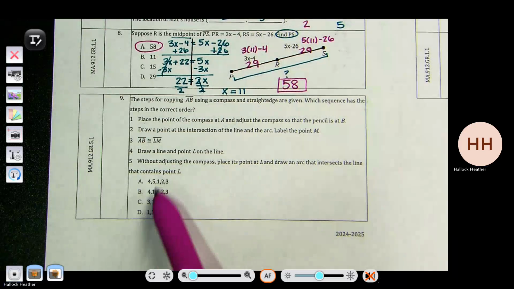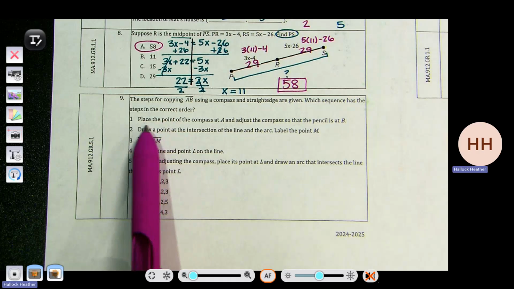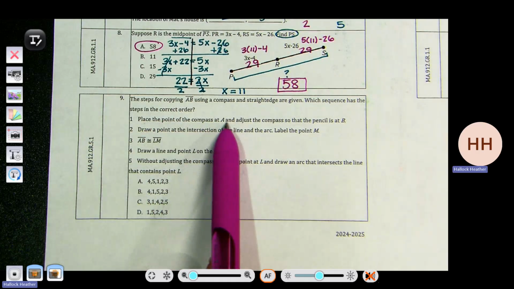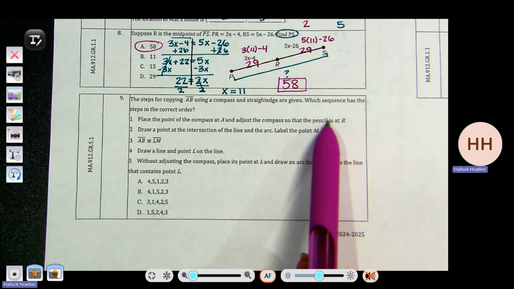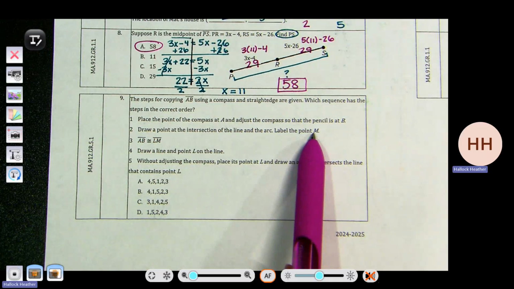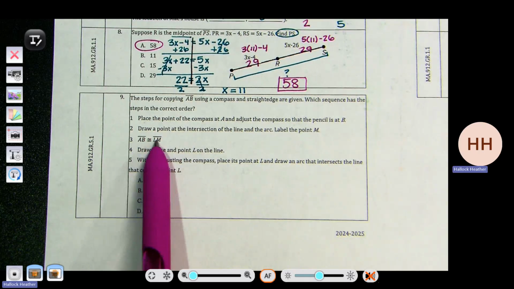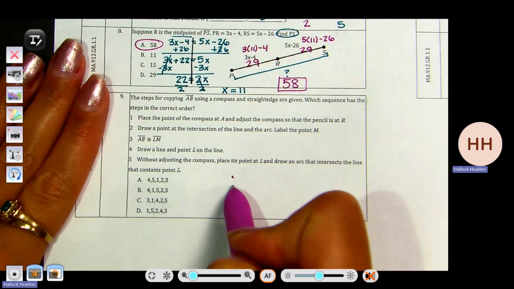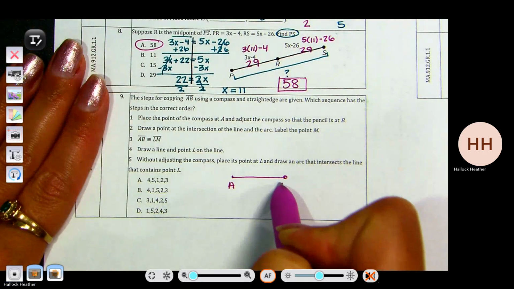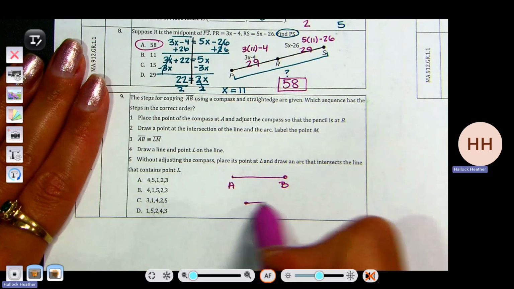So they're rearranged. Really, you just need to focus on the first one because if you look, you have 4, 4, 3, 1, and then process of elimination. So the first thing it says is place the point of the compass at A and adjust the compass to the pencil at B. That's not right. Draw a point at the intersection of the line and the arc, label it point M. That's not correct. And also, they're not even using A prime and B prime. They're saying AB matches LM. So they're saying you already have AB. Instead of calling it A prime, they're calling the second one L. So they're saying this is L instead.